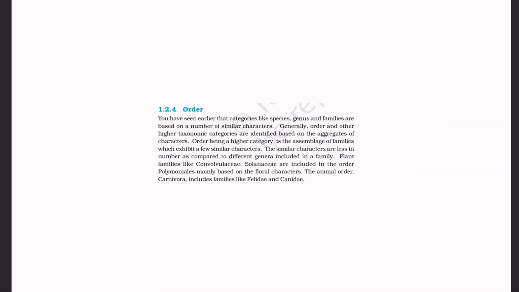Let us read that line. You have seen earlier that categories like species, genus, and family are based on a number of similar characters. Generally, order and other higher taxonomic categories are identified based on the aggregates of characters. Order, being a higher category, is the assemblage of families which exhibit a few similar characters. The similar characters are less in number as compared to different genera included in a family. This is very important. Plant families like Convolvulaceae and Solanaceae are included in the order Polemoniales, mainly based on floral characters. The animal order Carnivora includes families like Felidae and Canidae, which is the same line given in the reasoning.